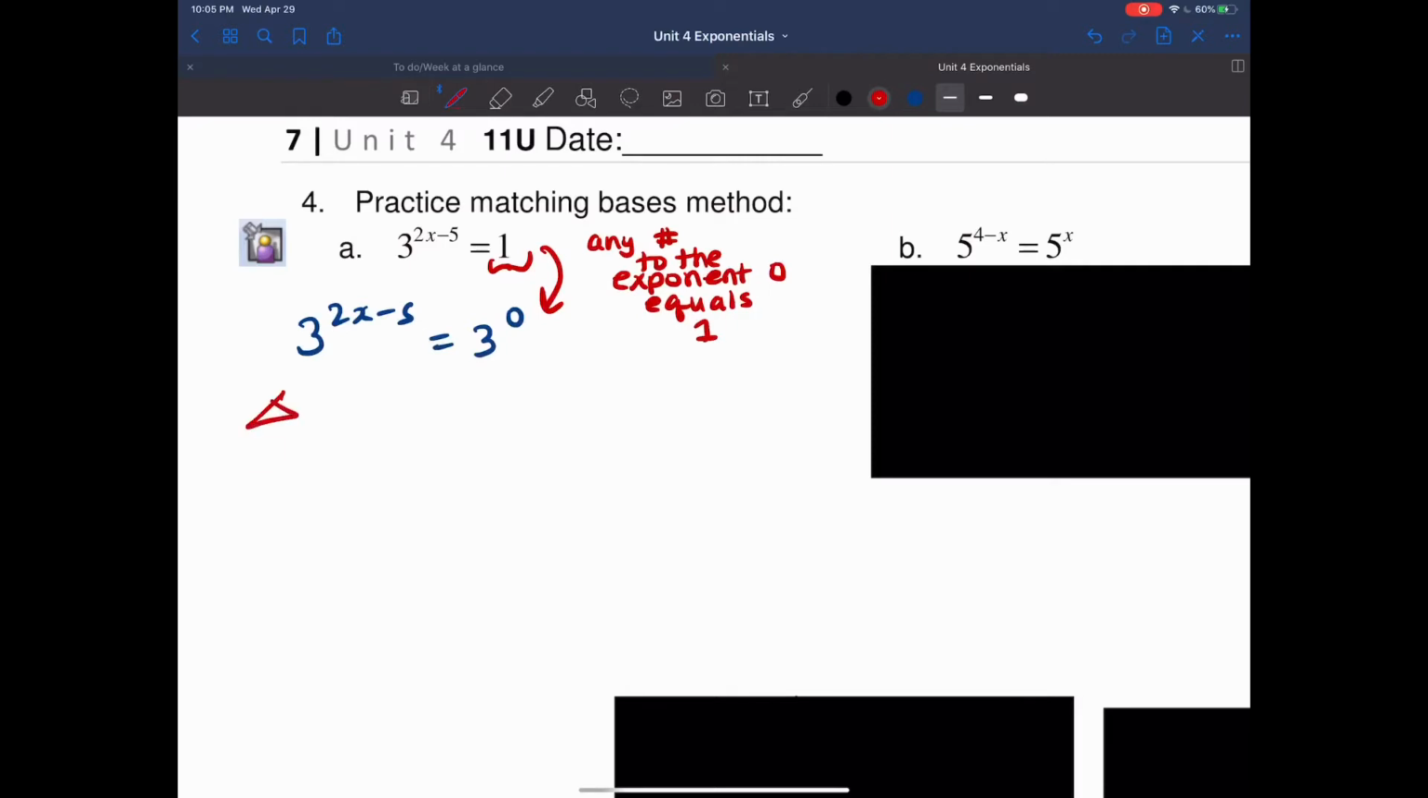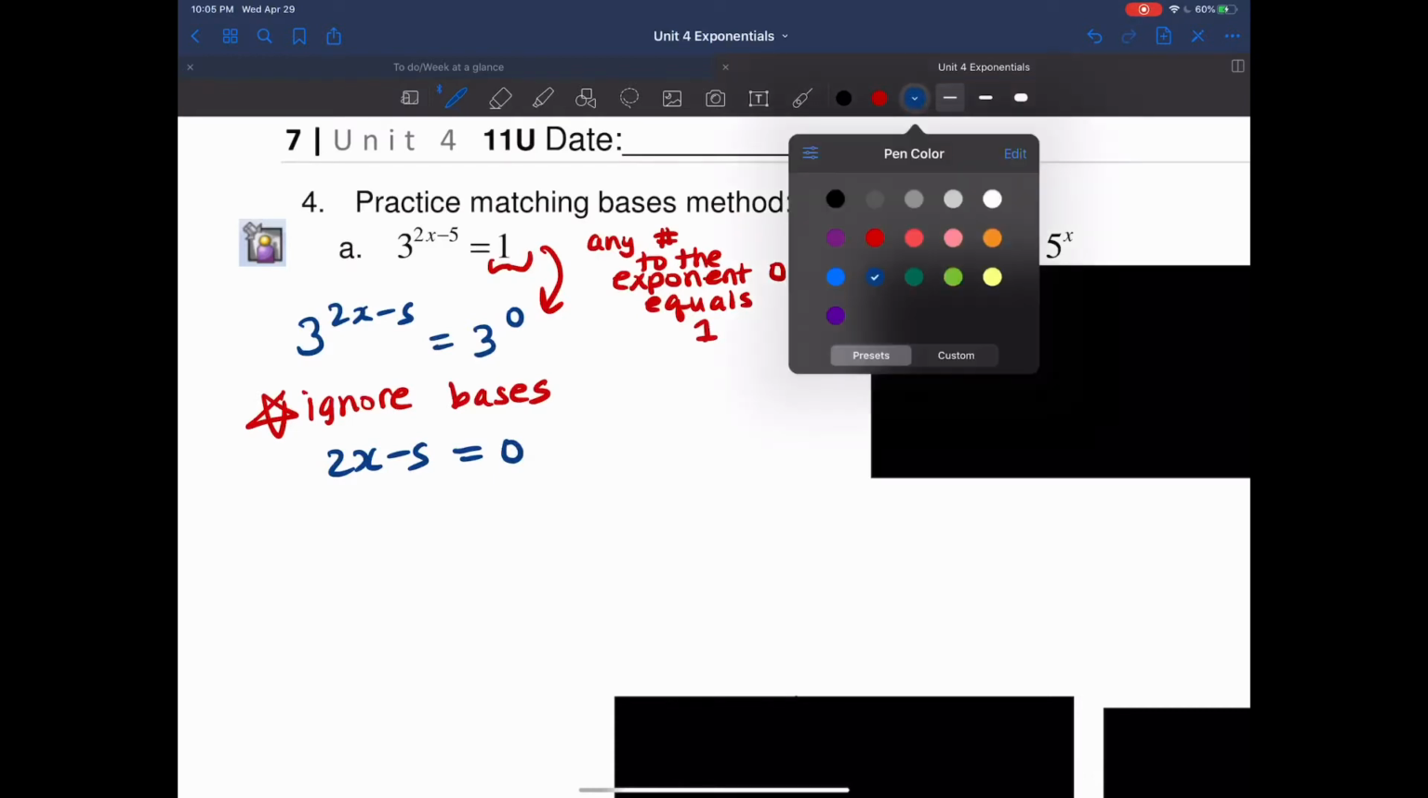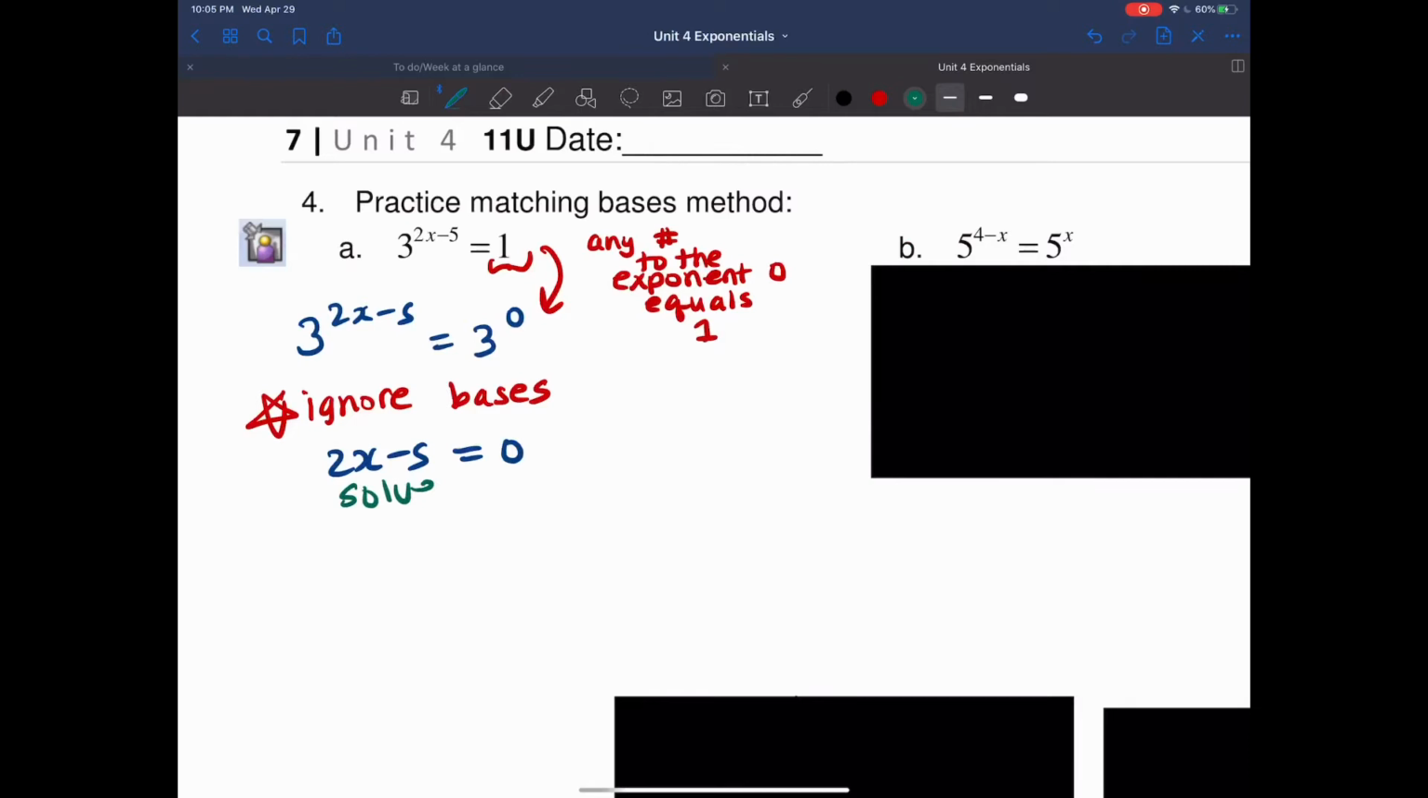When we have that, we could ignore the bases because the bases match. Since the bases match, I can say 2x minus 5 is equal to 0. Just look at the exponents and solve for x. Well, how do I do that? I am going to first move that 5 to the other side, and so I get a positive 5. I divide both sides by 2, and x is equal to 5 over 2. And that should be my final answer.